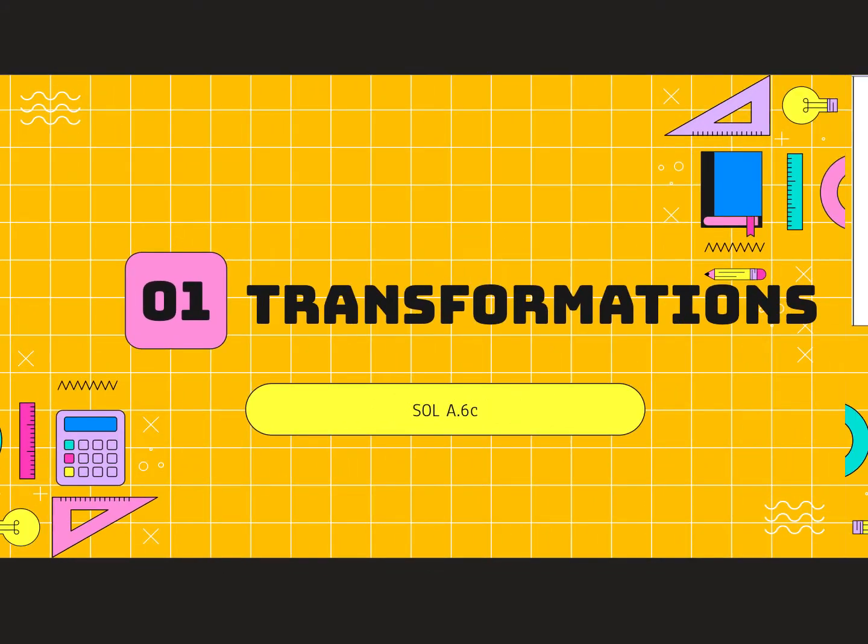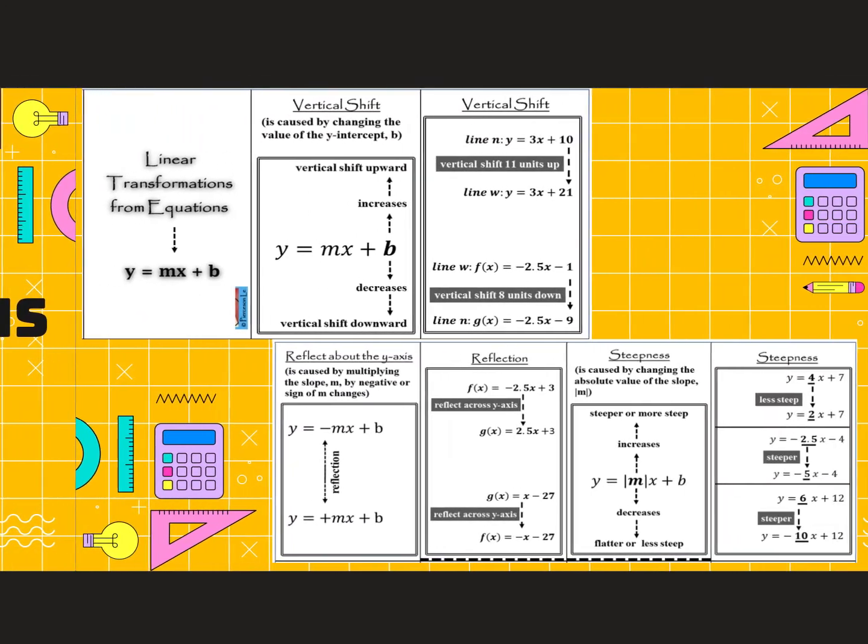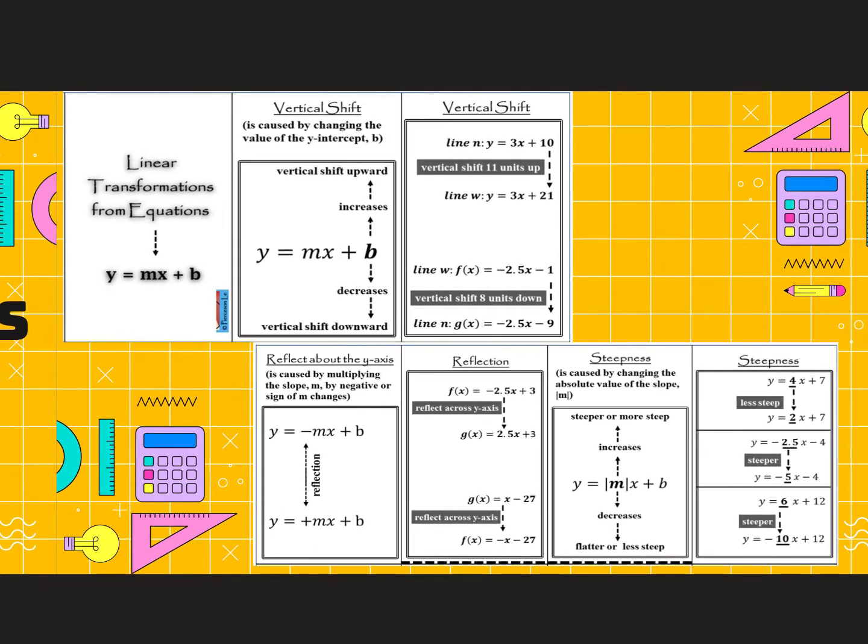All right, so the first thing we're going to take a look at is transformations. Linear transformations from equations. When we talk about vertical shifts, it's just focusing on your y-intercept, where the graph intercepts the y-axis. So you're moving the graph up and down the y-axis.